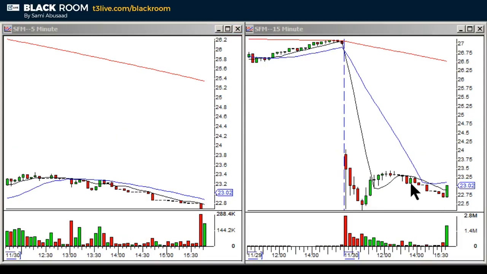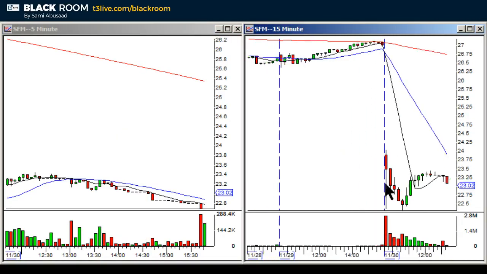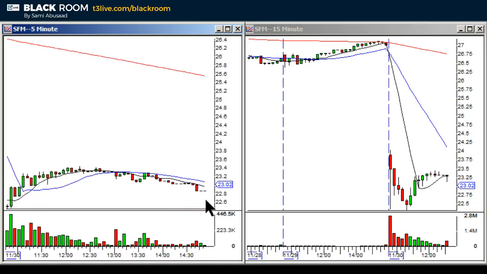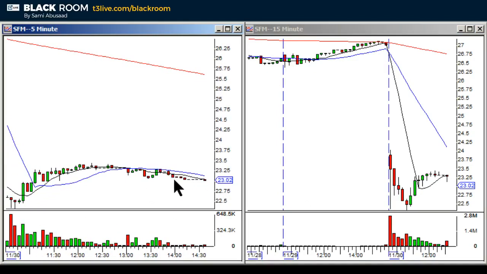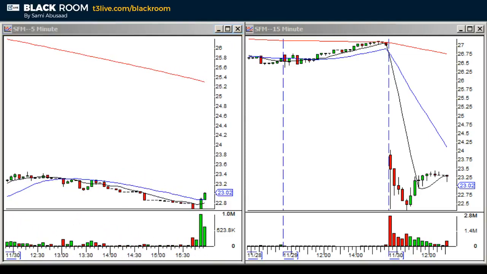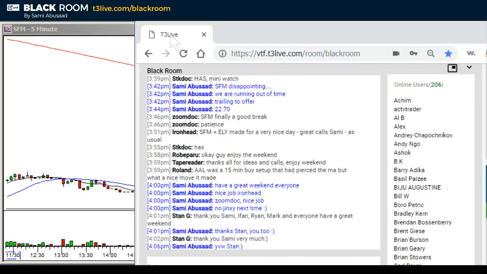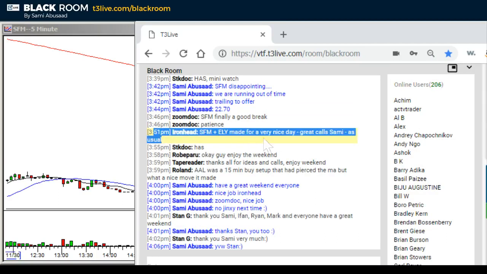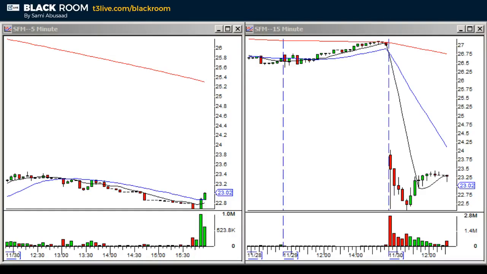Okay, SFM we talked about. This had a good example of multiple time frame alignment. This is the trade that made all the money today. And not just me here. SFM and ELY made for a very nice day, great calls, right? So room members also.